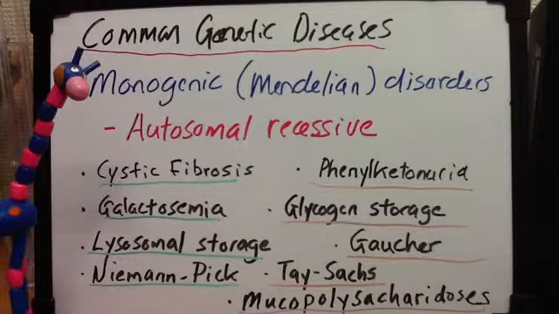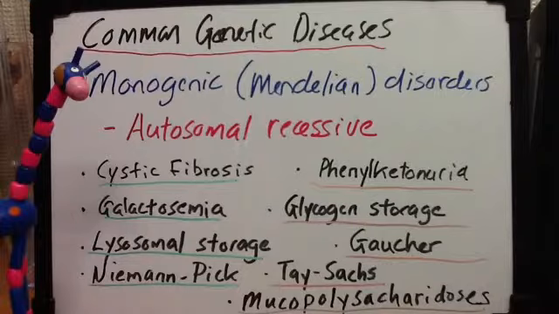And so let's look at an example. We're going to talk about cystic fibrosis, PKU, galactosemia, glycogen storage diseases, lysosomal storage diseases, Gaucher disease, and even Tay-Sachs, and mucopolysaccharidosis. So, starting with cystic fibrosis, this is 1 in every 2,000 live births.